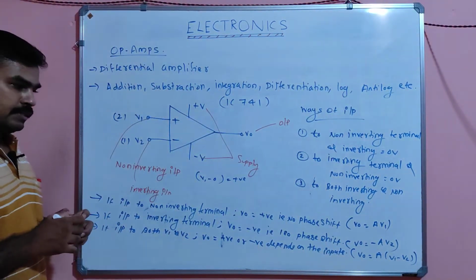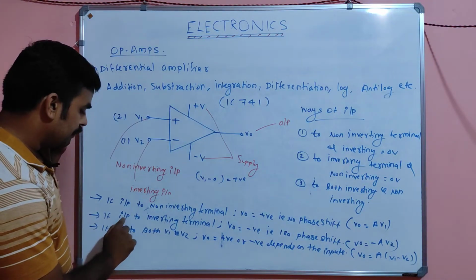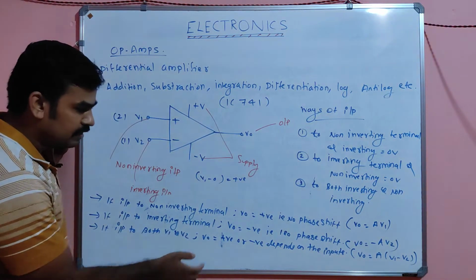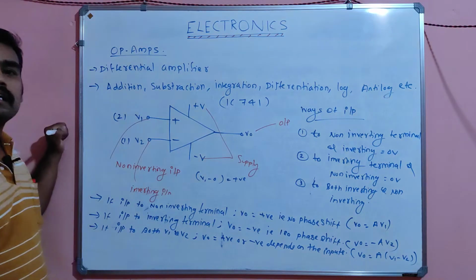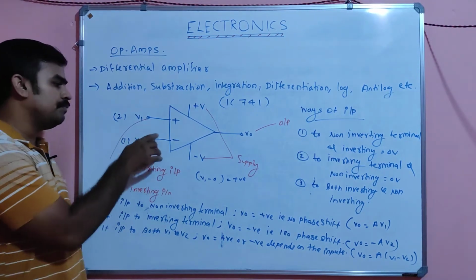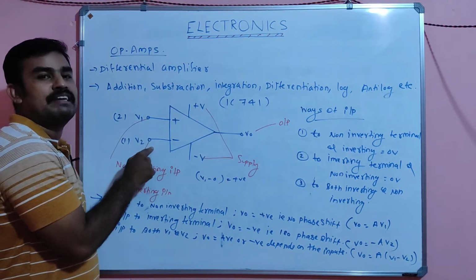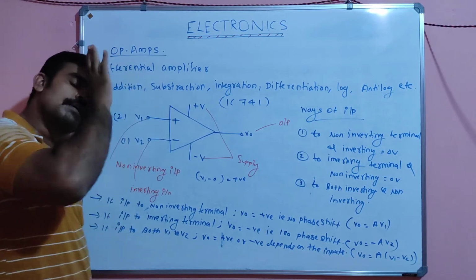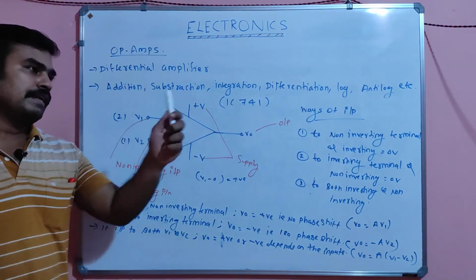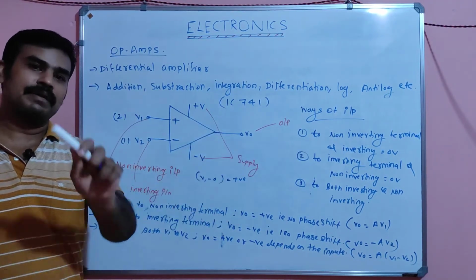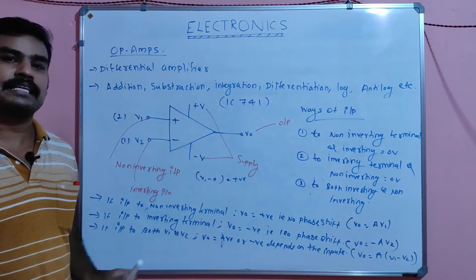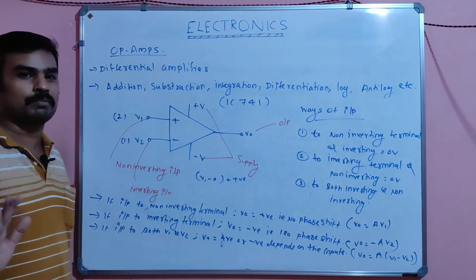That also you can write. So if you are giving input to the inverting terminal, then definitely the output will be negative. That means if you are giving input to the inverting terminal, the non-inverting terminal is always grounded. If you are giving one input, the other will be grounded. That is the concept, and that is the way we are using the Op-Amp.